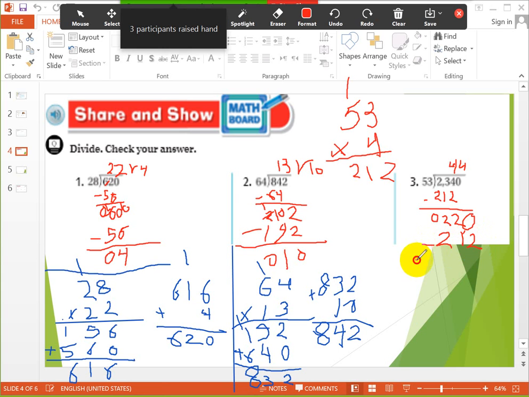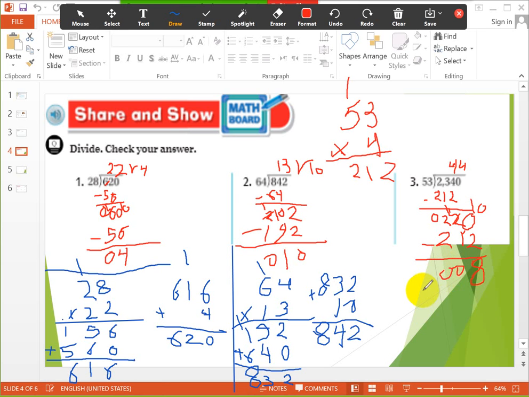Then you will subtract. Now 0 minus 2, I will borrow from the 2, it will be 1, and this one will be 10. 10 minus 2 equals 8. I'm sorry. Now 1 minus 1 equals 0. 2 minus 2 equals 0. So I have 8. So 8 will be what? It will be a remainder. So the remainder here will be 8 because I can't divide 8 on 53.